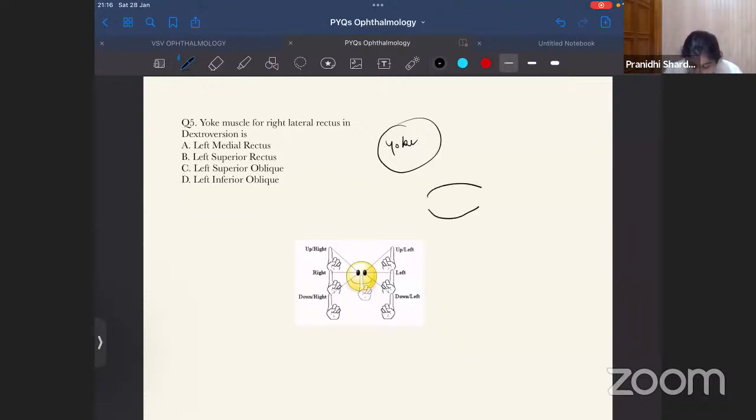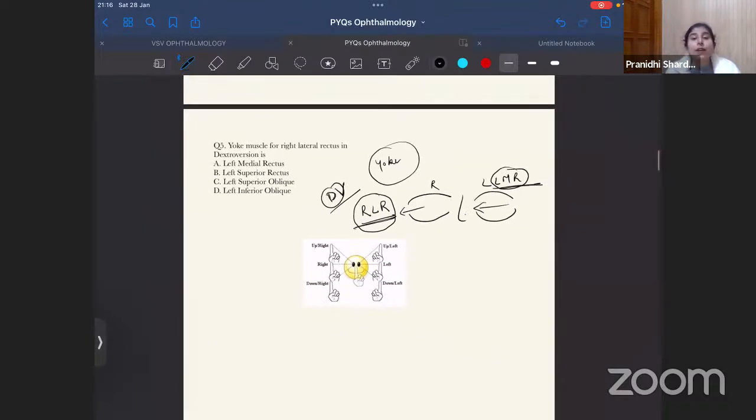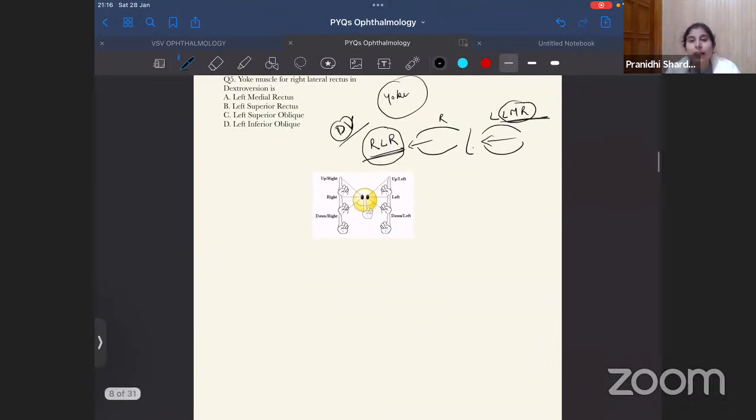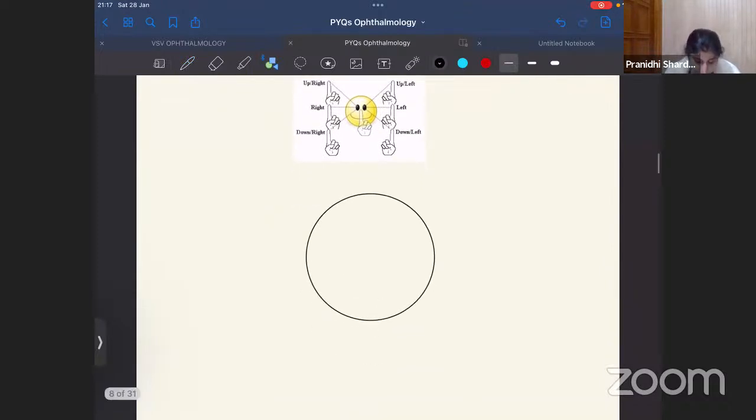So if this is my eye, and I have to look towards this side, this movement will happen with the help of right lateral rectus and left medial rectus. So right lateral rectus and left medial rectus are the yoke muscles, because they are helping in dextroversion. Now you cannot remember every muscle by making a diagram in the exam. So a simple way to remember the yoke muscles is with the help of the cardinal gazes.